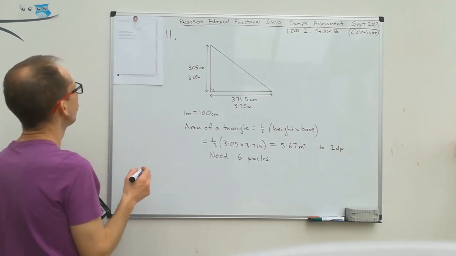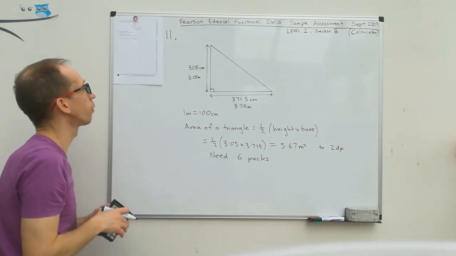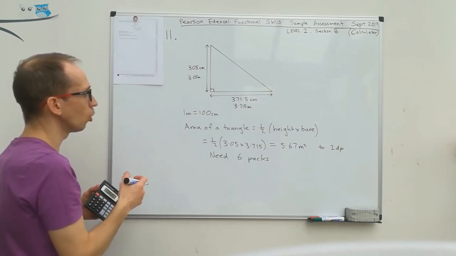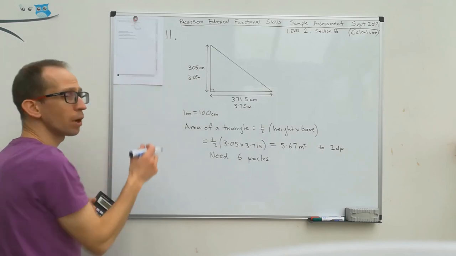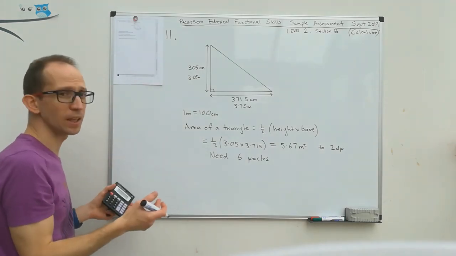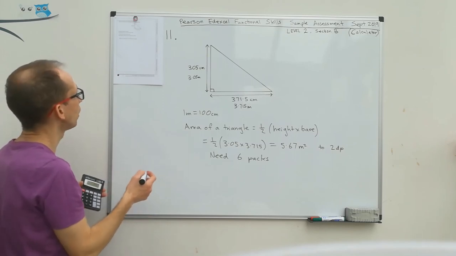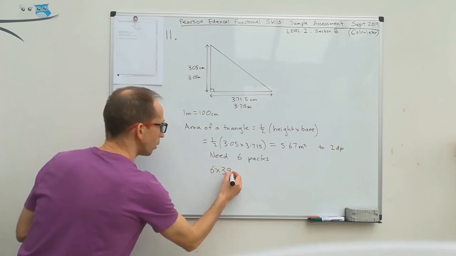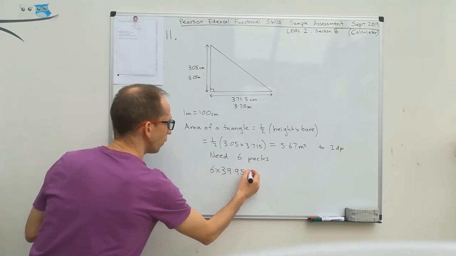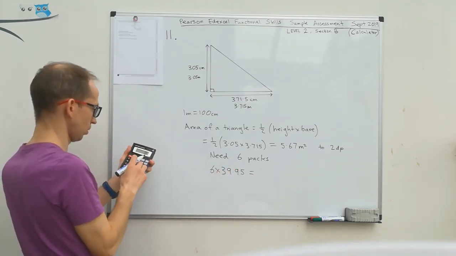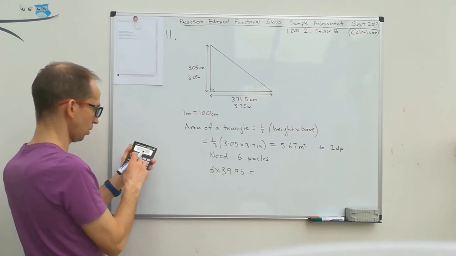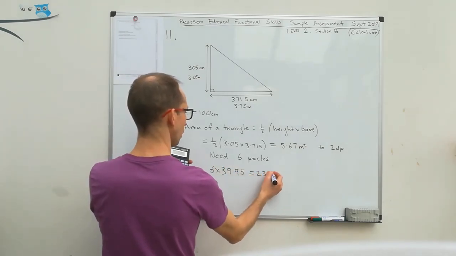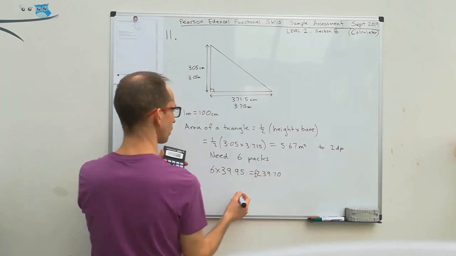Okay, now, well, this third off the price, we could take a third off of the £39.95 and then multiply it, or we can multiply 6 by the full £39.95 and take it off at the end. It doesn't matter, as long as you do it correctly, either way will work. So I'm going to multiply the 6 by 39.95, which gives me 239.70.